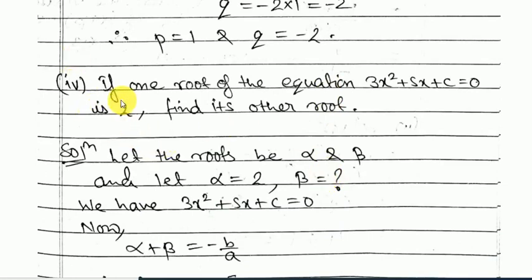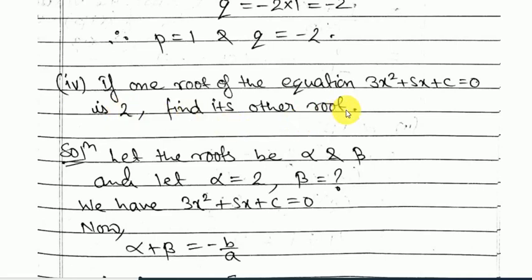Question number 4. If one root of the equation 3x squared plus 5x plus c is equal to 0. So this is the quadratic equation, and they are saying that one root of this equation is 2. Obviously a quadratic equation has got two roots, but for this one, they are saying that out of those two, one is this. So we have to find the other root.